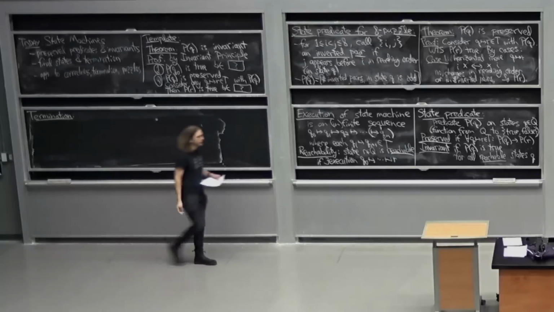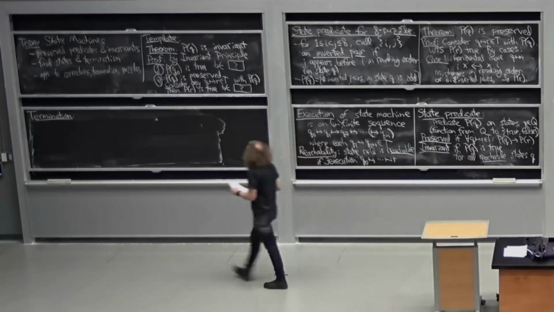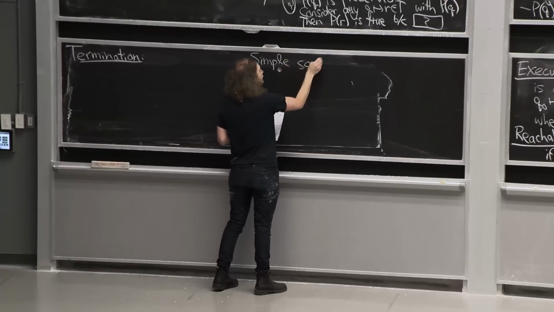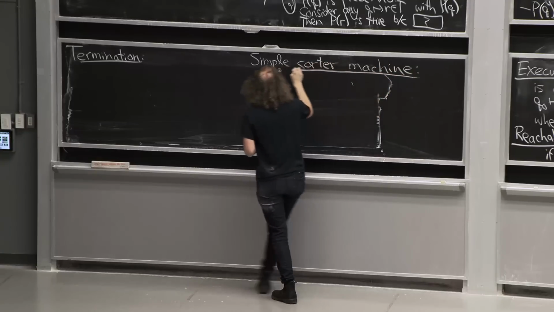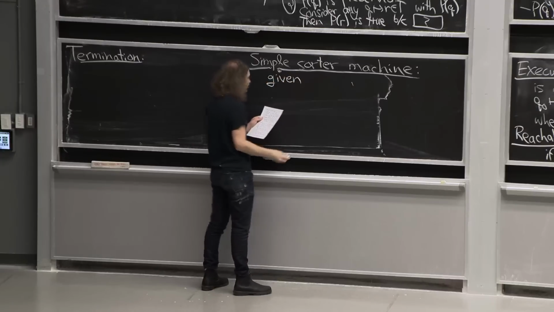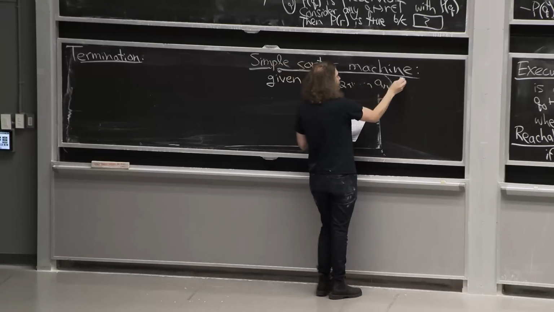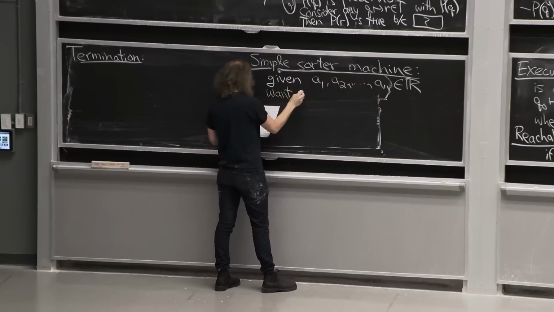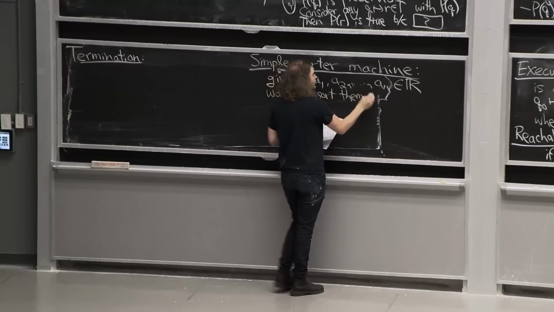And maybe I want to start with an example, which is a simple sorter machine. This is another state machine. And it sorts n numbers. This is a problem we study a lot in the follow-ons to this class, the algorithms classes. So suppose we're given a bunch of real numbers, or integers, whatever. Want to sort them in increasing order.